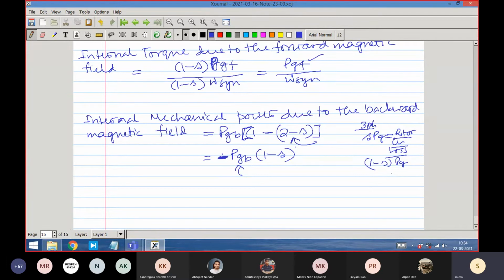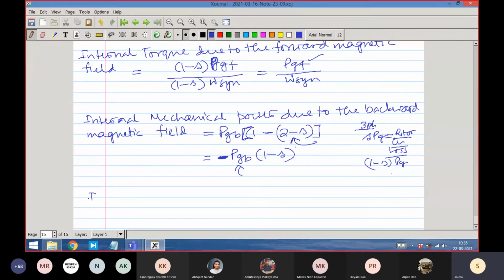Negative means somebody has to give it. Who gives it? Practically, it is coming from the forward magnetic field. The forward magnetic field has to support the rotor copper loss due to the backward magnetic field. That part of the copper loss has to be somewhat compensated by the power coming from the forward magnetic field. Okay, we'll come to that. Maybe I'm going a little fast, so let us do the ordinary way. You just see that it is a negative number.